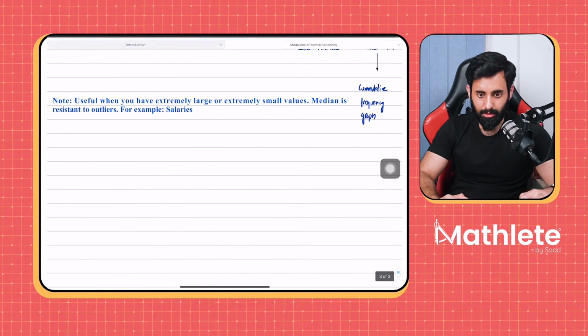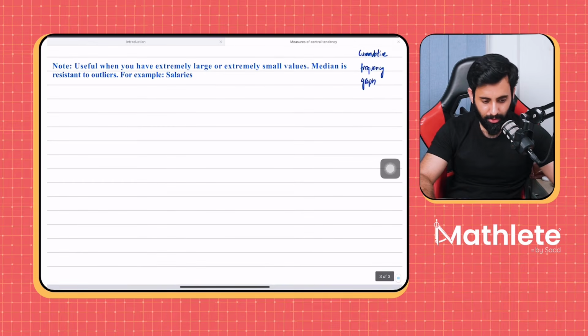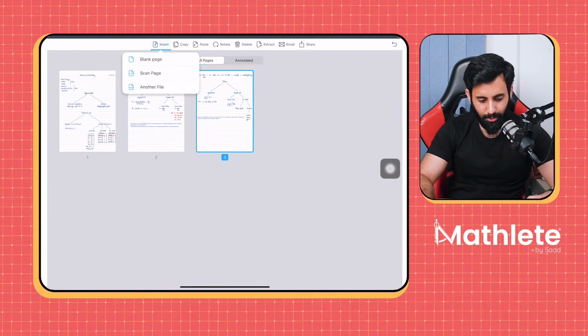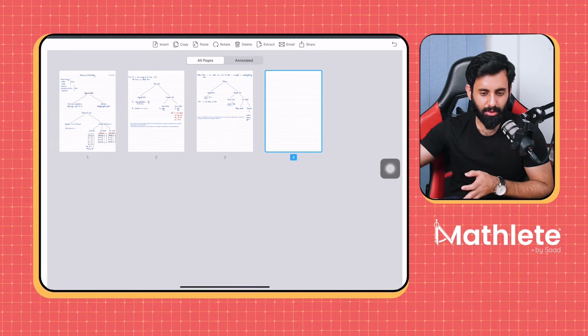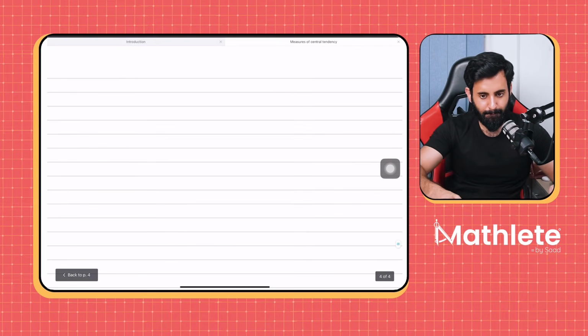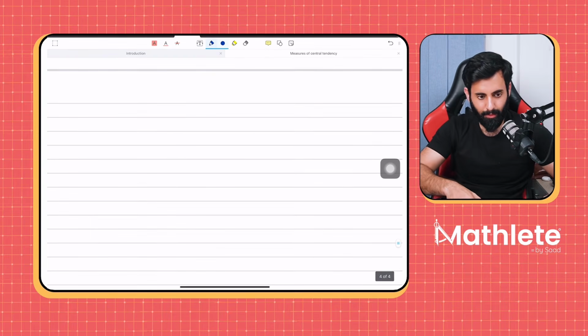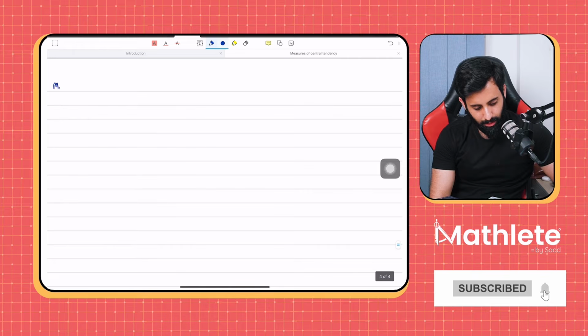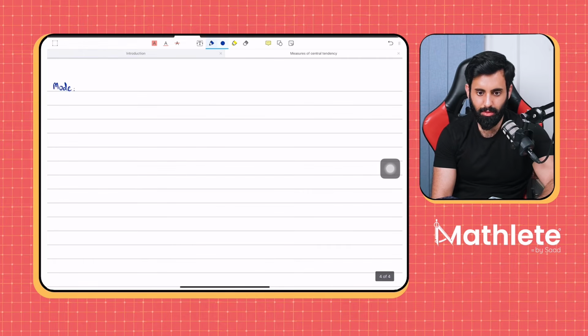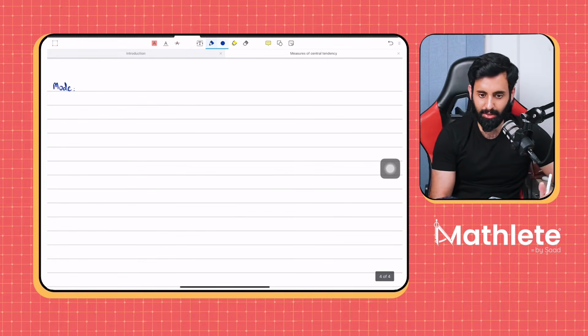All right, now let's talk about mode. Mode is perhaps the easiest measure there is. Can anyone tell me what mode is? Most occurring, yes. So mode is basically the most frequently occurring term, or the value with the highest frequency.